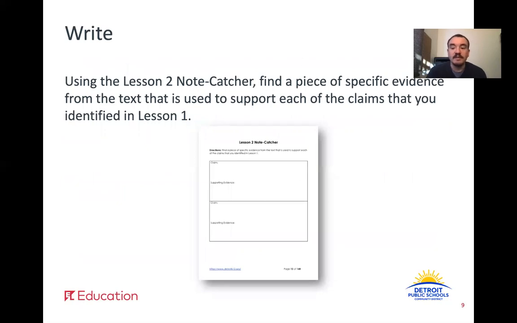Okay, now that you have identified some pieces of evidence, we are going to match them up with your claims from lesson 1. You may need to go back to your lesson 1 note catcher to remember your claims. On the lesson 2 note catcher, find at least one piece of evidence that supports each of your claims. Go ahead and pause the video while you complete this work.